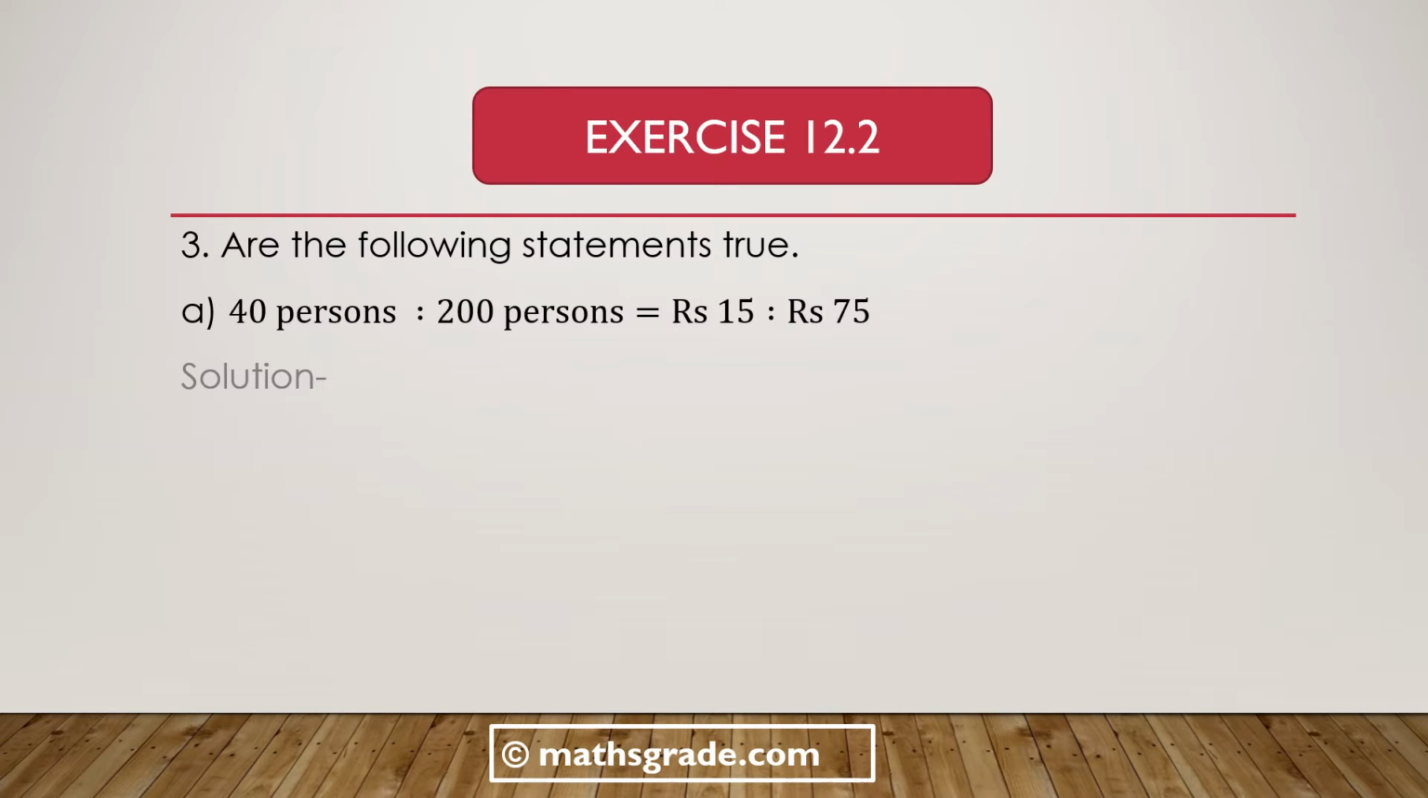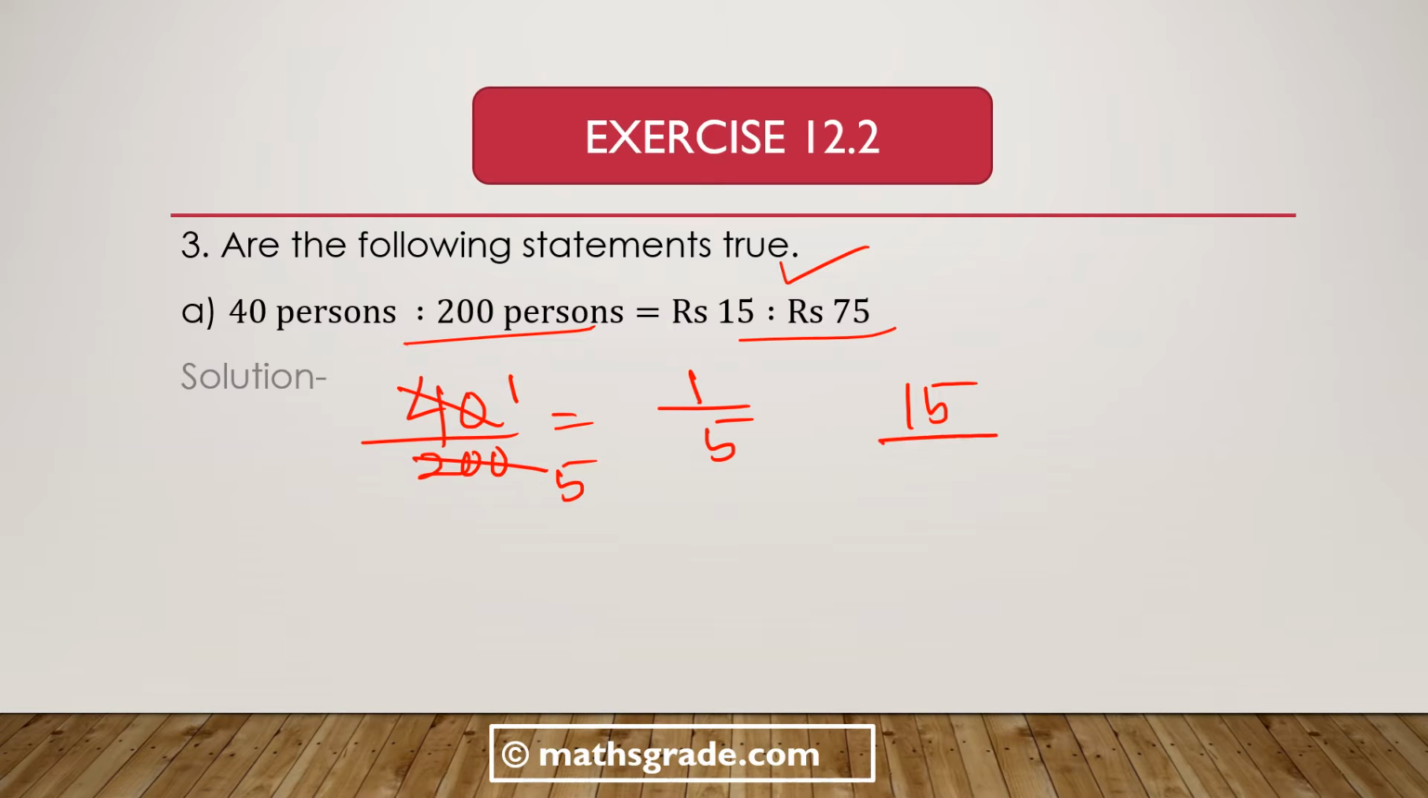Now we solve question number 3. Are the following statements true? 40 rupees is to 200 rupees is equal to 15 rupees is to 75 rupees. 40 divided by 200. 40 is the common factor, so dividing by 40 we get 1 divided by 5. And 15 rupees is to 75 rupees. Between 15 and 75, 15 is the common factor, 1 divided by 5.